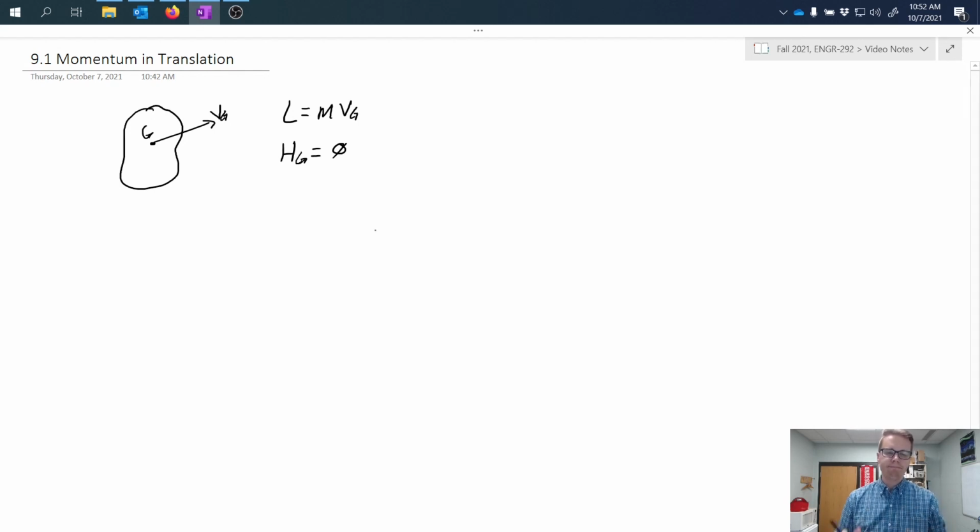So nothing too surprising. A body undergoing strictly linear translation has only linear momentum, and I think that is pretty straightforward, hopefully.